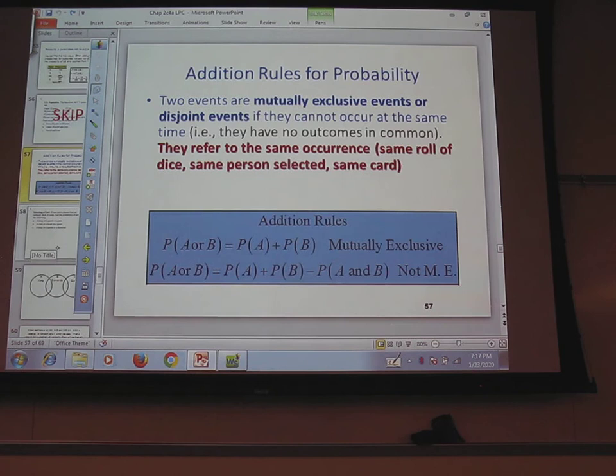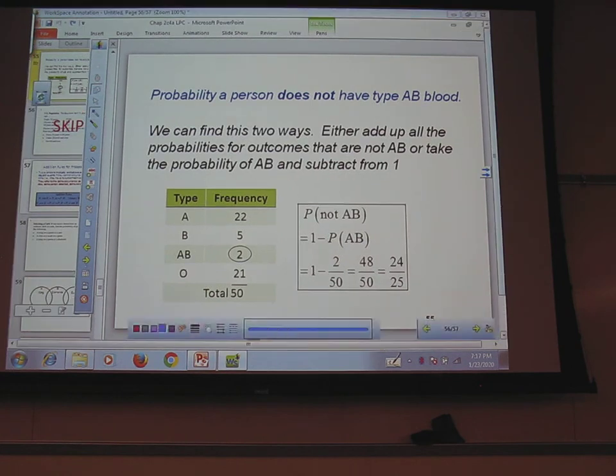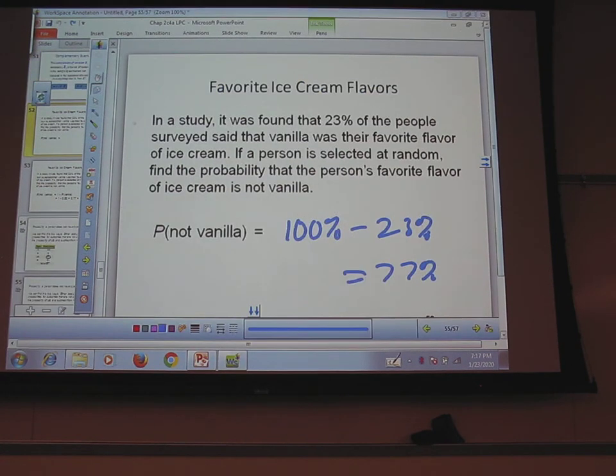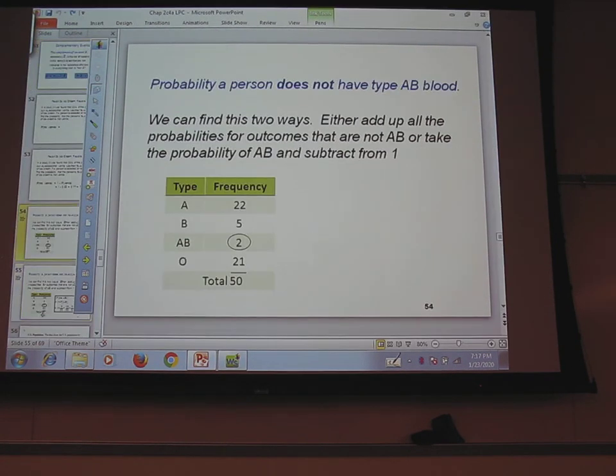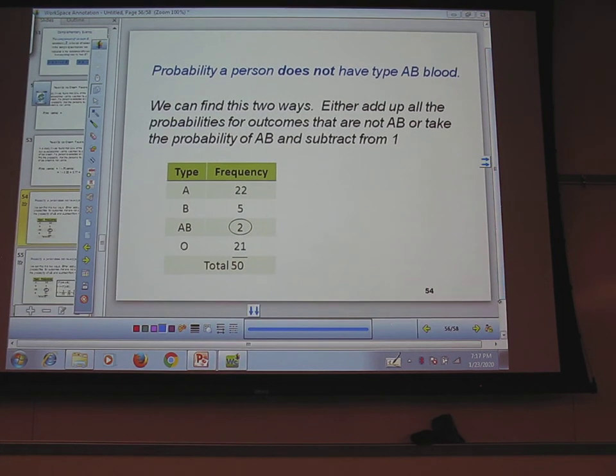The last thing we have to talk about before I let you go, there's 2 more things. The probability that a person does not have type AB blood. How can you find that? Here's AB. What's probably they don't have AB?